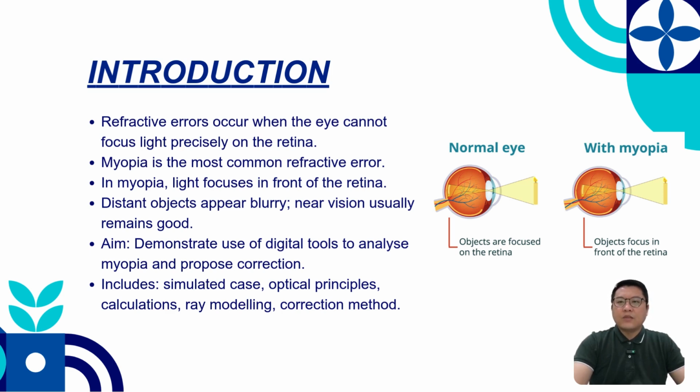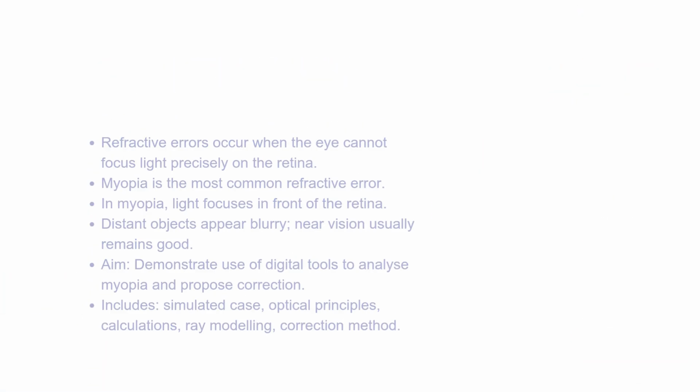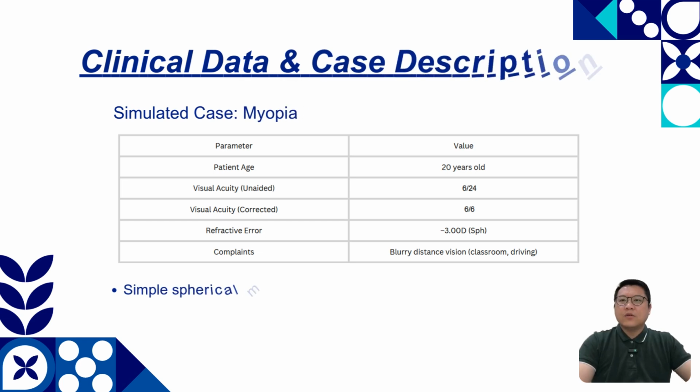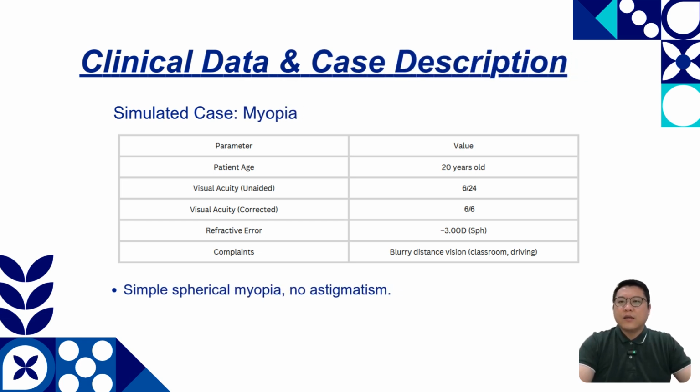The objective of this mini project is to demonstrate how digital tools such as Excel and a ray tracing simulator can be used to analyze myopia and determine an appropriate correction method. The project includes a simulated clinical case, optical principle analysis, digital calculation, ray modeling, and evidence-based correction justification. This is the simulated case used in the project.